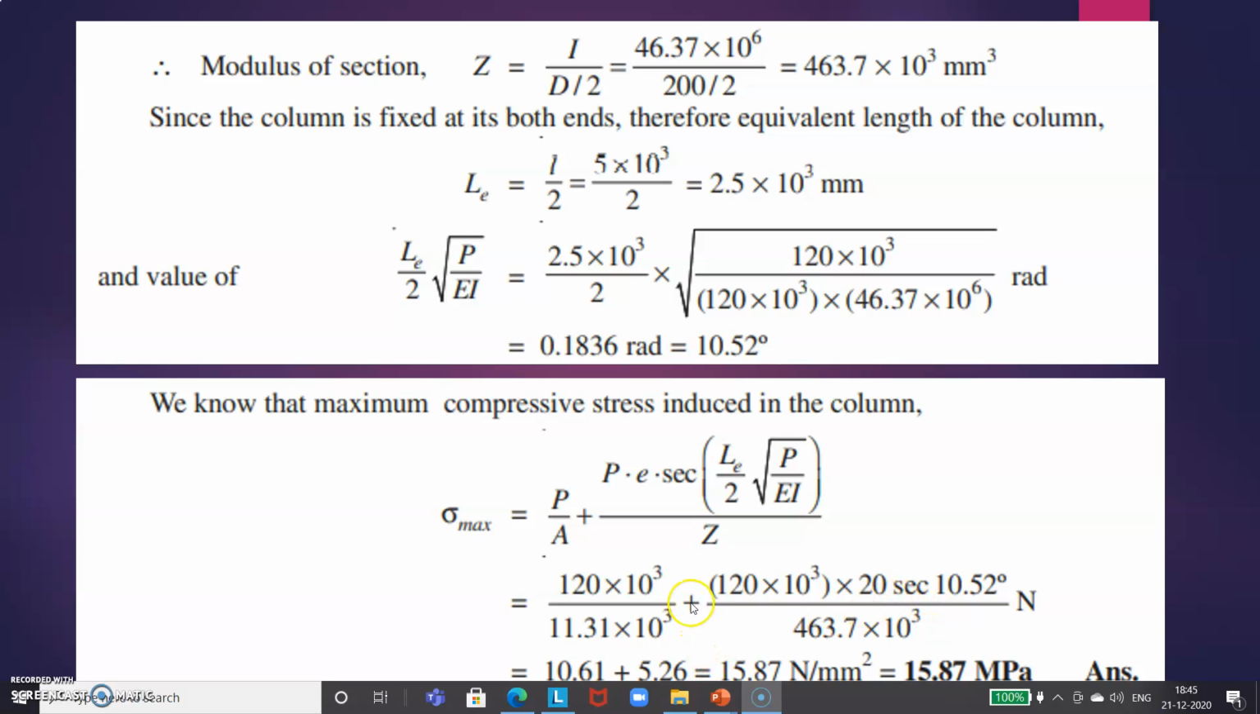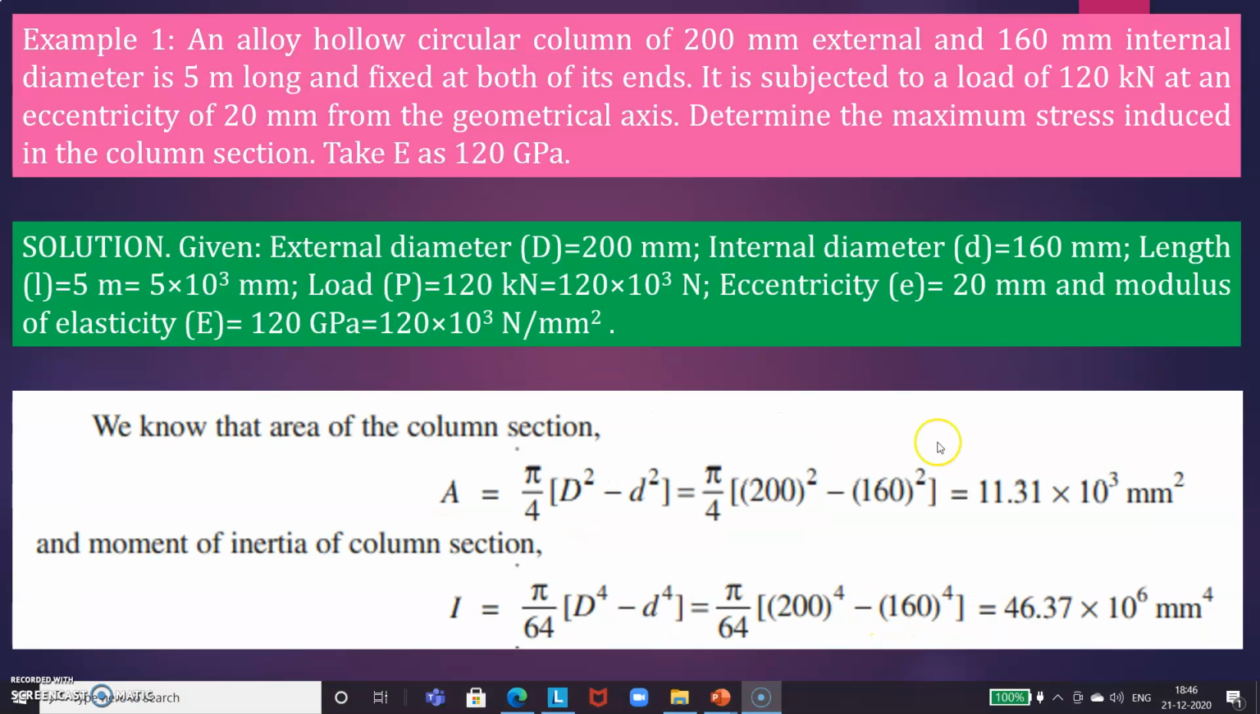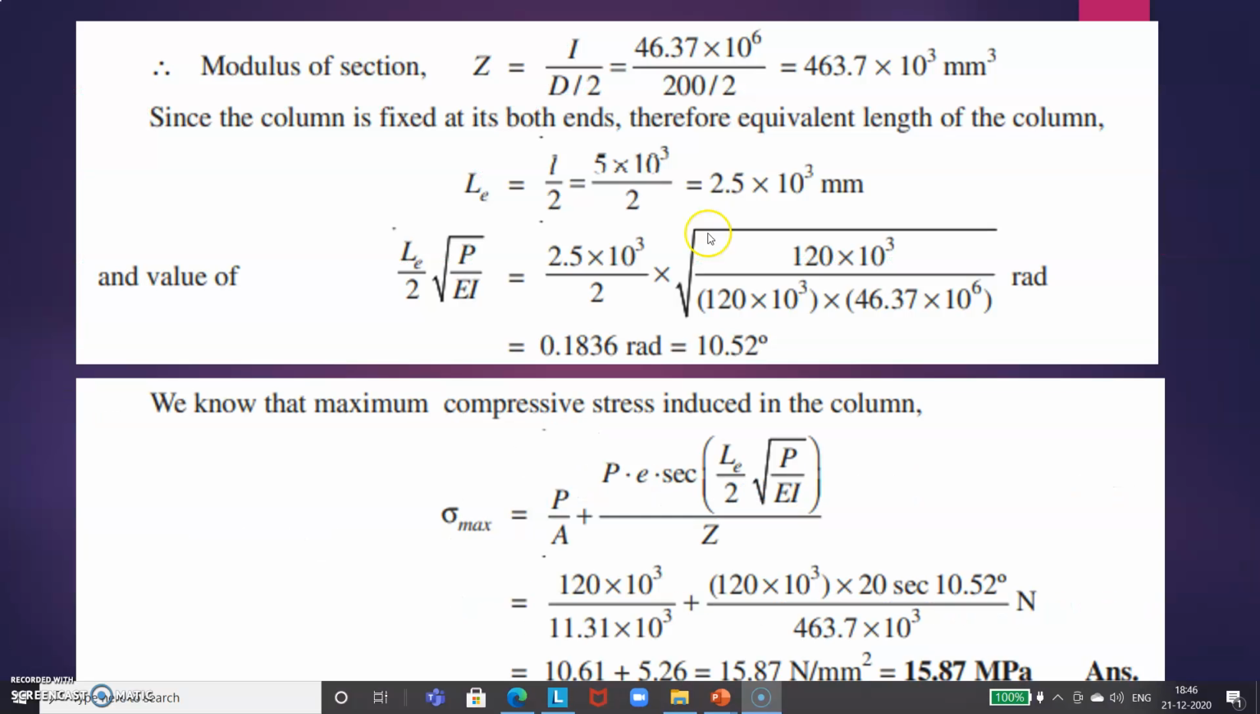Simplify this, you get sigma maximum is equal to 10.61 plus 5.26, that is equal to 15.87 Newton per millimeter square, or 15.87 MPa. This is what they have asked to calculate, the maximum stress induced in the column. So maximum stress is given by this equation. That's why you have to use this equation.